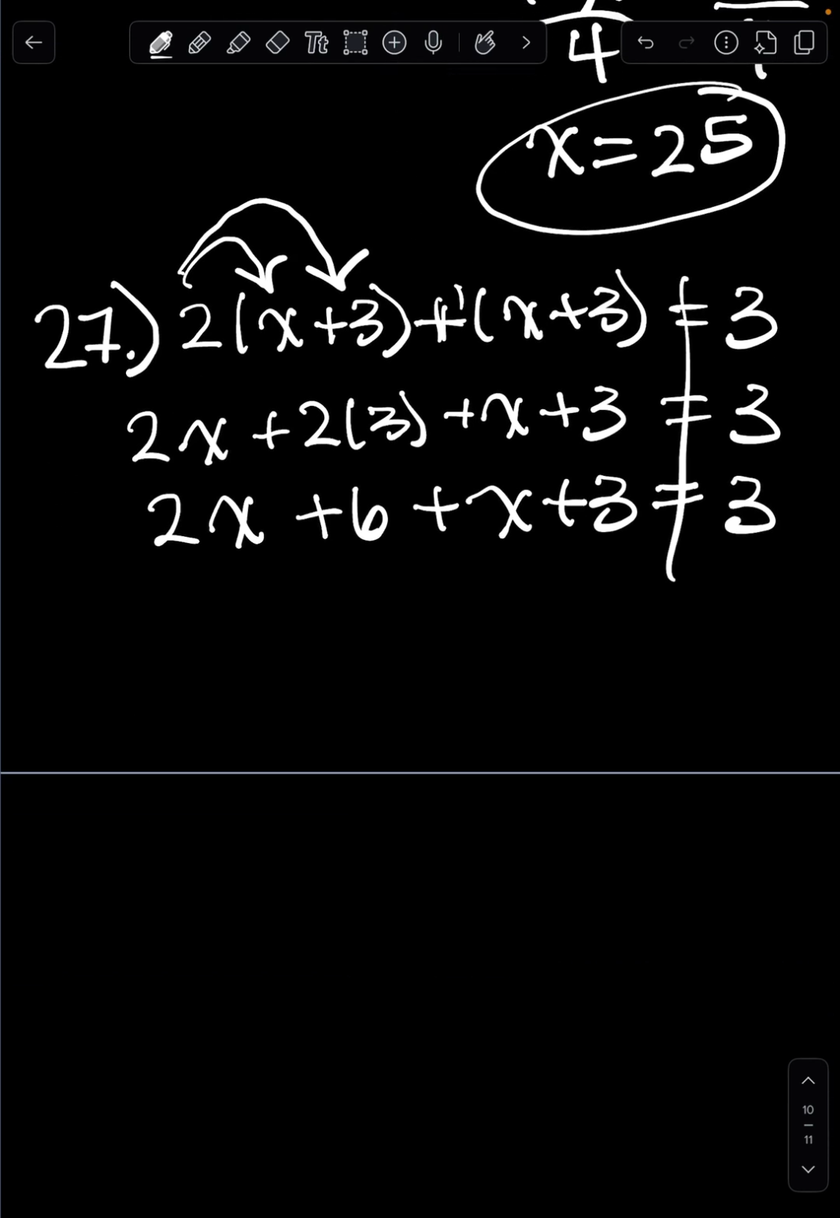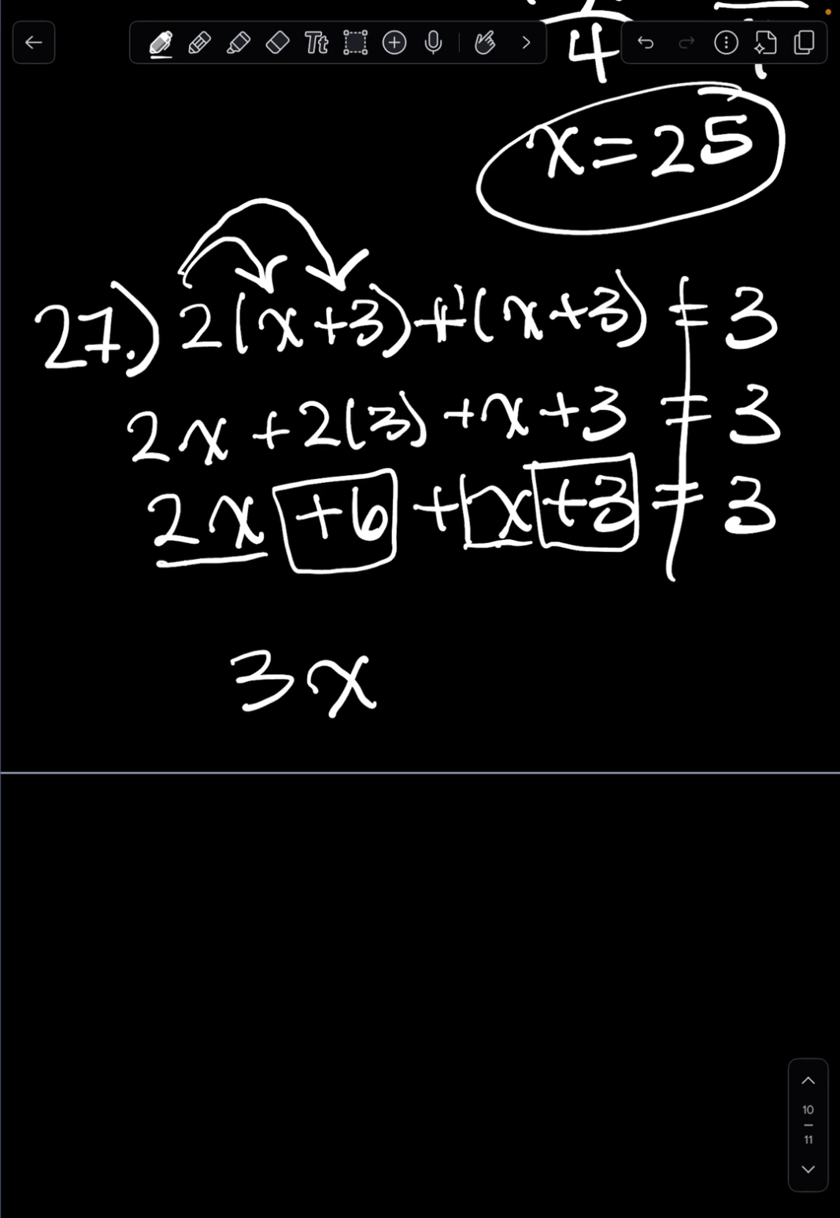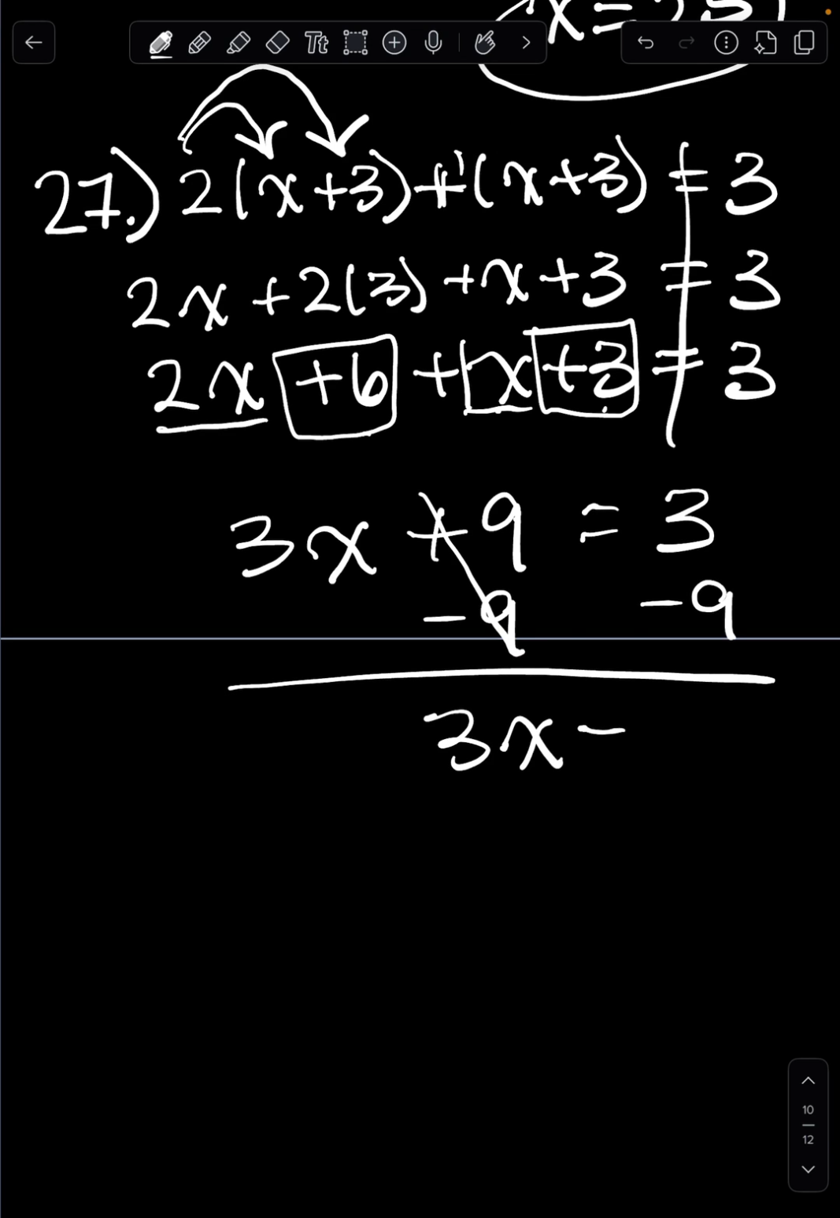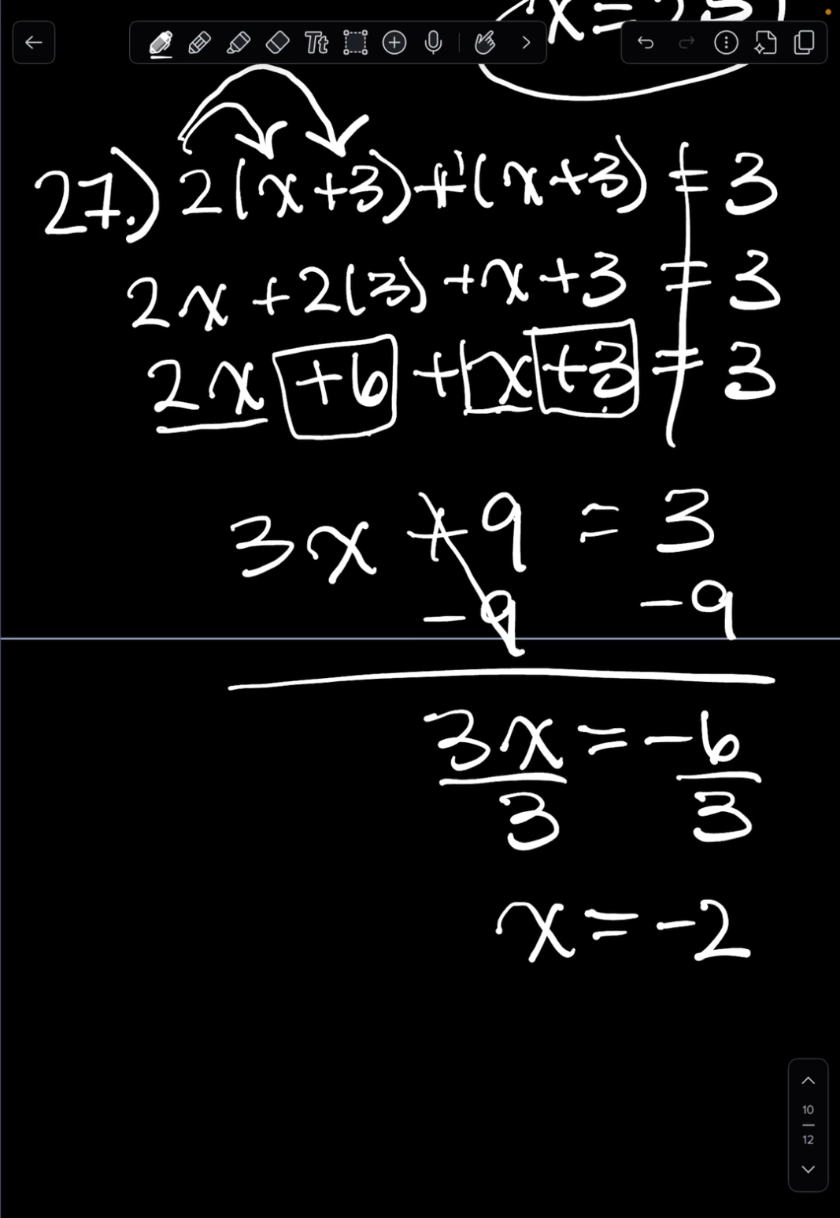Where are our like terms? So I've got x and x. I've also got constant and constant. Okay, this one doesn't have a number in front. We know it's a 1. That means I've got 2 x's plus 1x. That's going to be 3x. Then I've got a 6 and a 3. So that's plus 9 equals 3. All right, now I'm going to minus 9 on both sides. 3x equals negative 6. Divide by 3 on both sides. X equals negative 2.